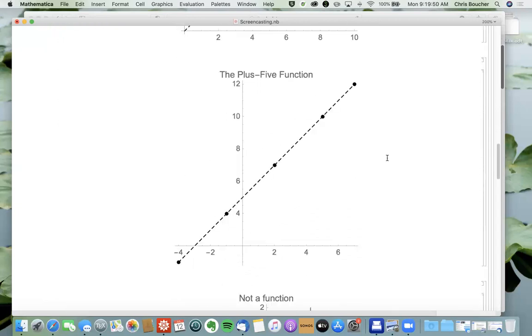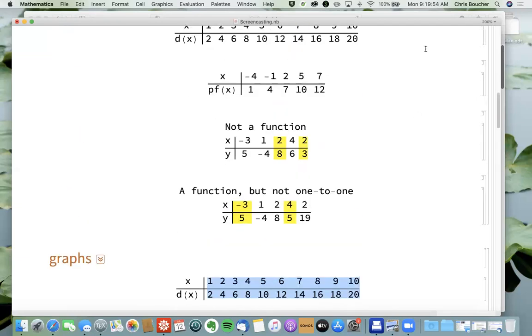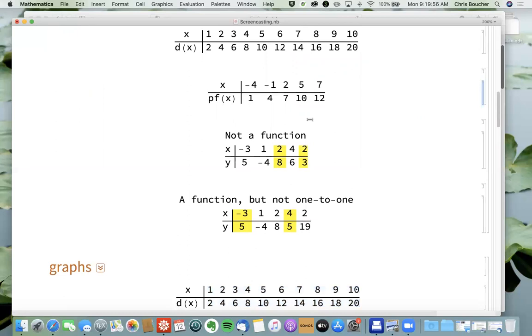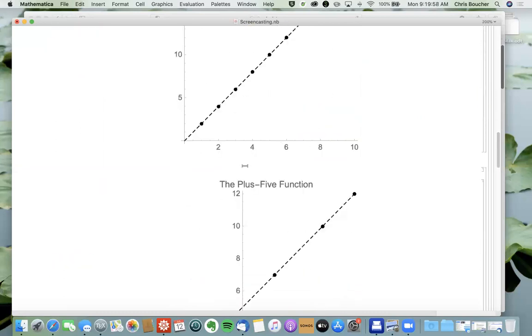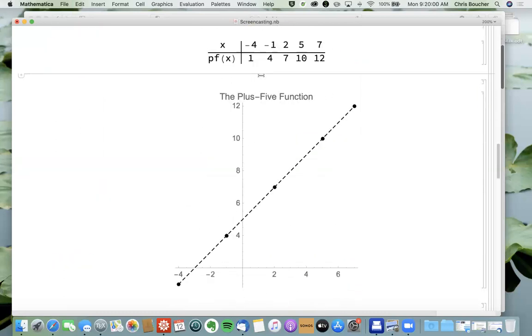And here is a few points on the graph of the +5 function. And here again, I've just used this input-output table and plotted the points that are in this input-output table, right? So you can see, for example, that pair 2, 7 corresponds to this dot where the cursor is on the graph, right? The X value is 2 and the Y value is 7.